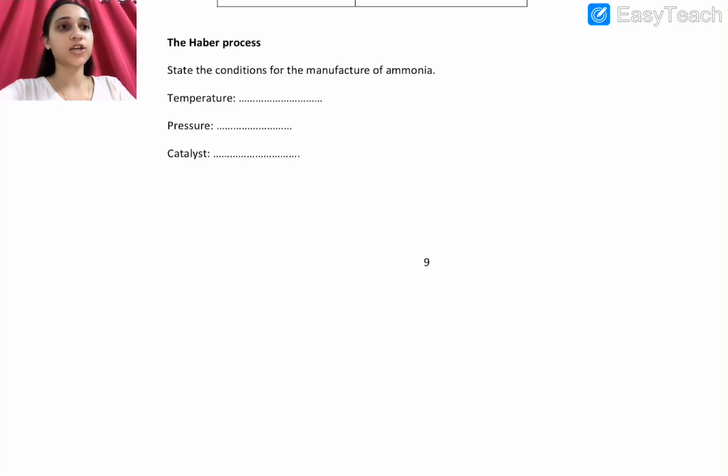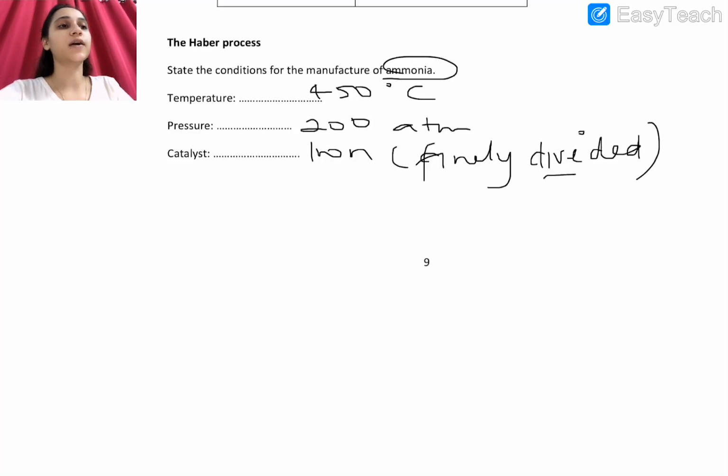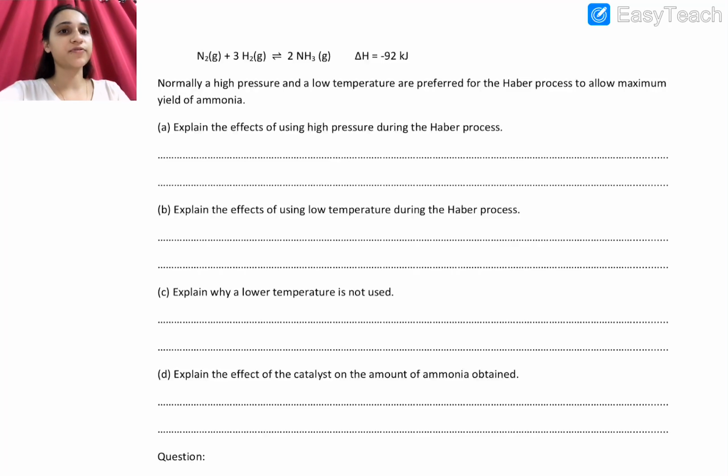So for the Haber process, the making of ammonia: temperature is 450 degrees Celsius, pressure is 200 atm, and the catalyst is iron, which should be finely divided, because that provides a large surface area, so that's going to make it more effective. Normally high pressure and low temperature are preferred.